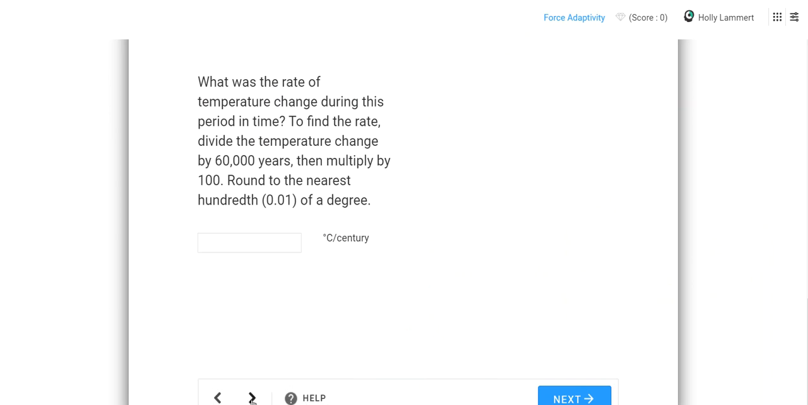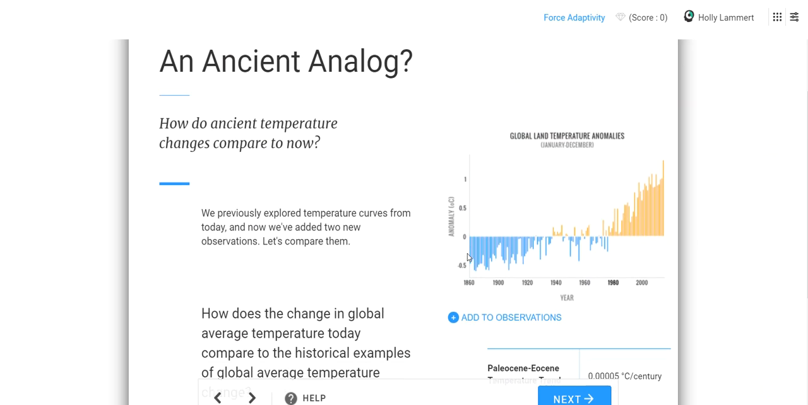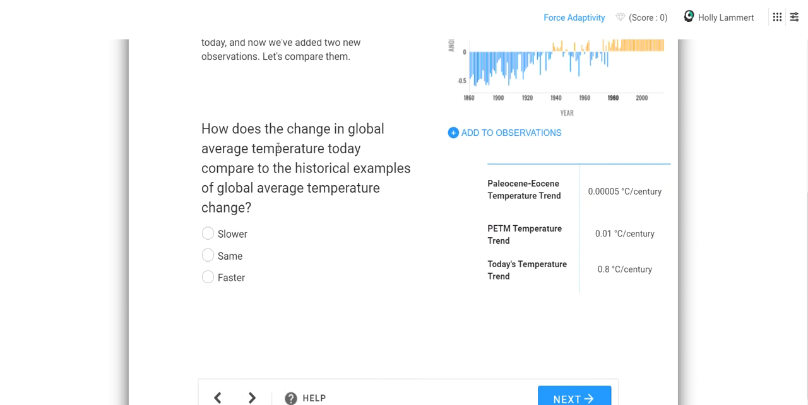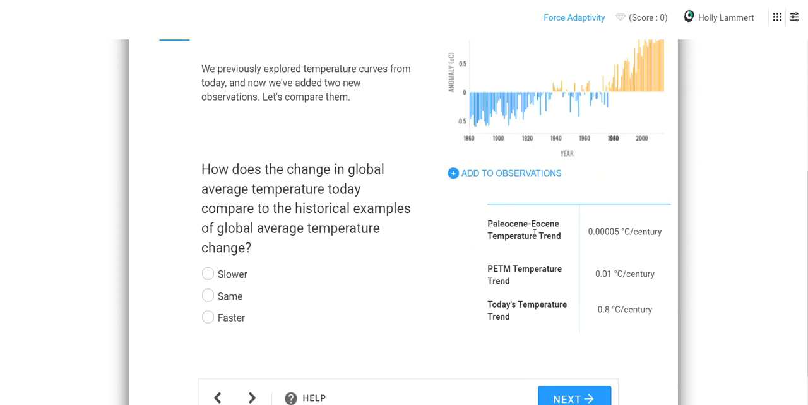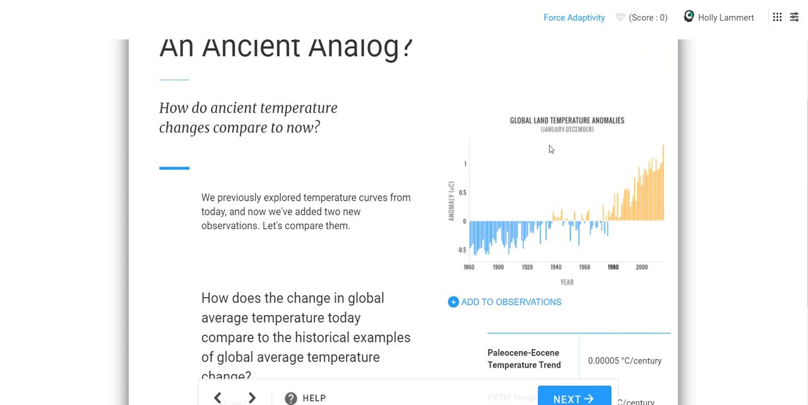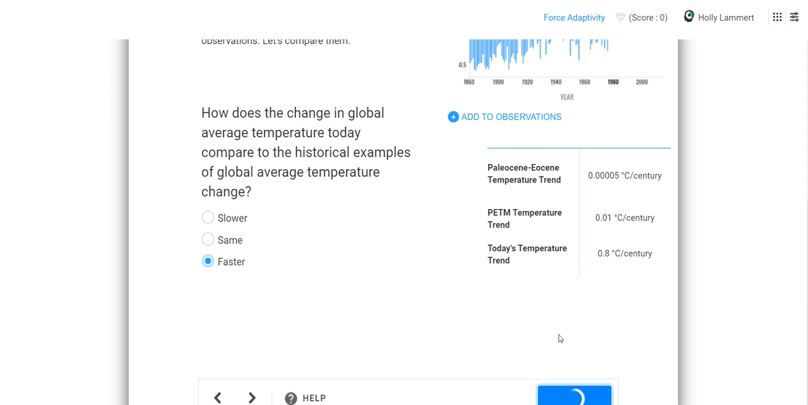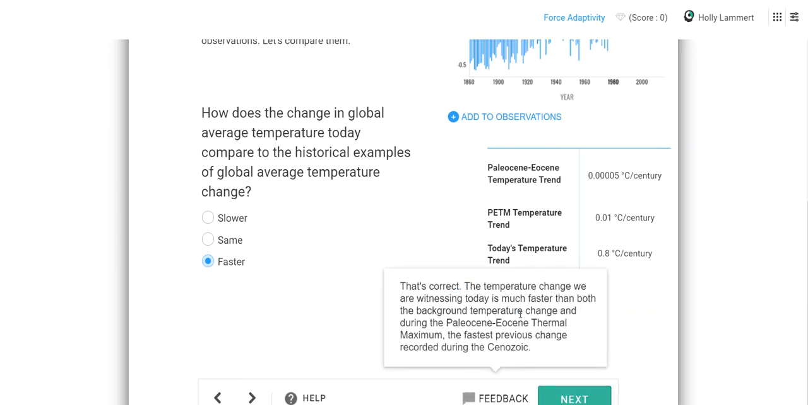Okay, on to the next one. Here we go, let's compare. How does the change in global average temperature today compare to the historical examples of global average temperatures change? And for this, you're going to want to look at this graph down here. We crunched all these numbers, but they wrote them back out for us. Which one of these is the largest number? We have 0.8 degrees per century. That's today's temperature trend. Is that a faster rate or a slower rate? That would be faster. And we already have this added, but I guess if you didn't, you could add it. Next. Says that's correct. The temperature change we are witnessing today is much faster than both the background temperature change and during the Paleocene-Eocene thermal maximum, the fastest previous change recorded during the Cenozoic.